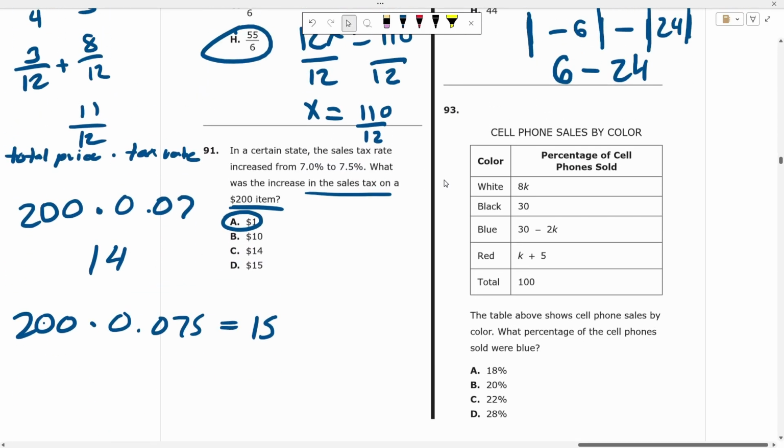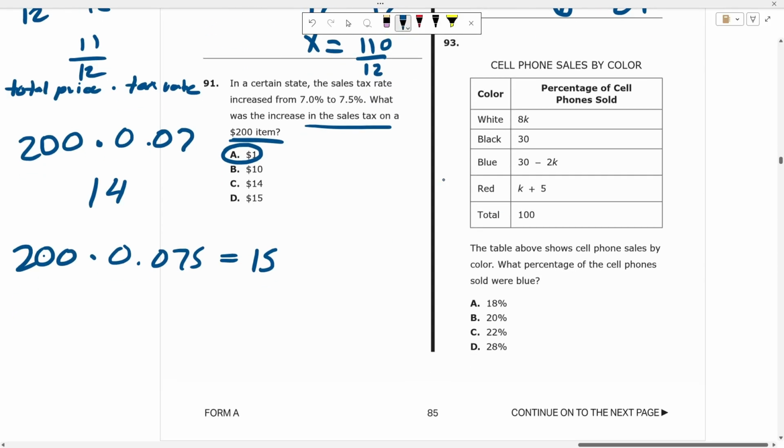Number 93 says, the table above shows cell phone sales by color. What percentage of the cell phones sold were blue? Okay, so we actually don't know how many of each phone was sold except for black. We know that 30 black phones were sold, but everything else has to do with K, this magic number.